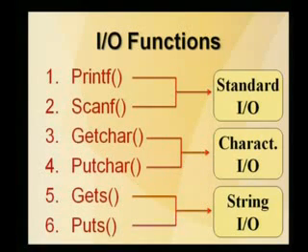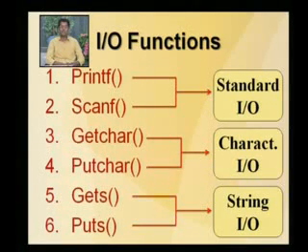As we know, we use them for the normal input and output operation. Using printf you can print the output on the screen, and using scanf you can accept the input from the user side. Next two are getchar and putchar, the character input output functions, which means to get a character from the user side and to put a character on the screen. Gets and puts work with string input output operations.